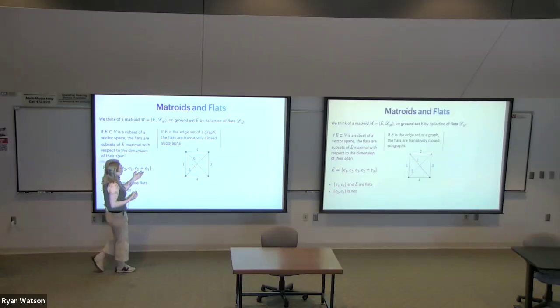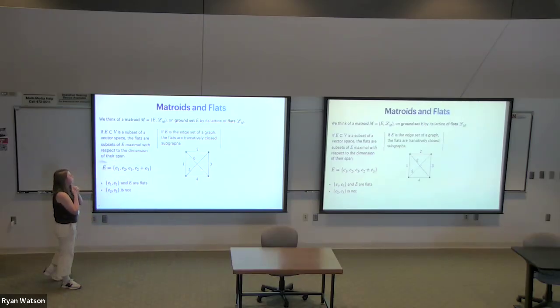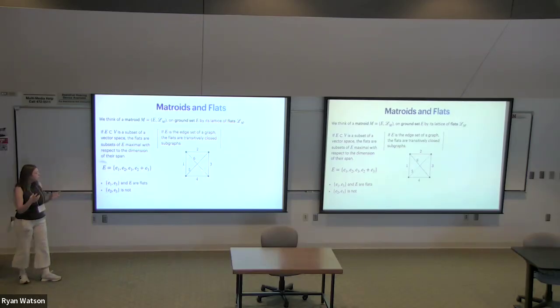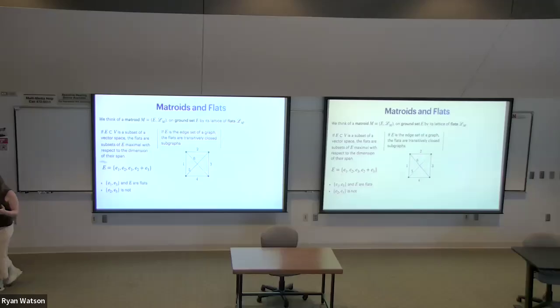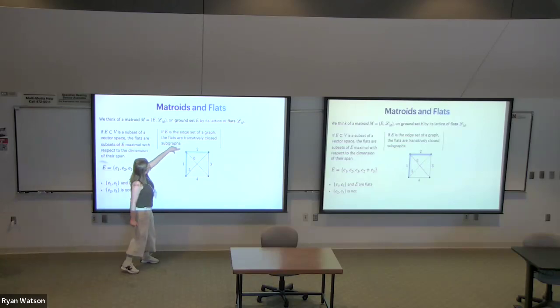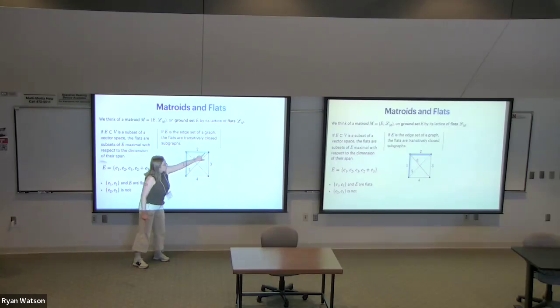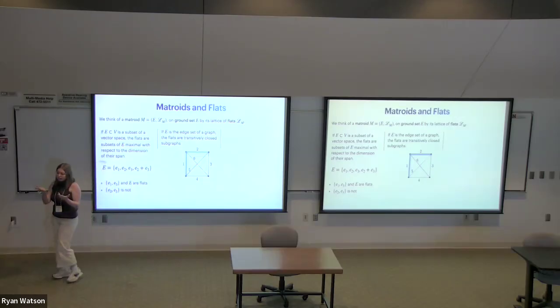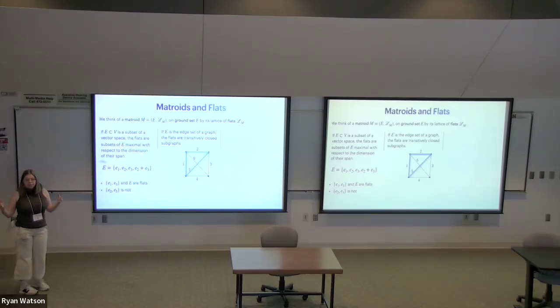One different class of matroids comes from where the ground set is the edge set of a graph. When that is the case, a flat is a transitively closed subgraph. What I mean by that is something like this, where I'm taking the edges 1 and 2 in this complete graph on 4 vertices. The edges 1 and 2 are not a transitively closed set, because I contain this vertex and this vertex, but I'm not including the edge between them. But if I include the edge 5, then I do have a flat.